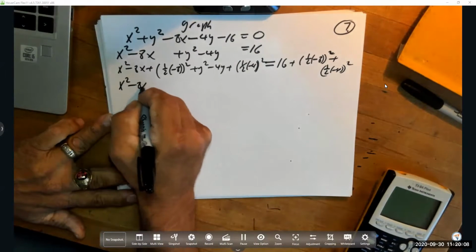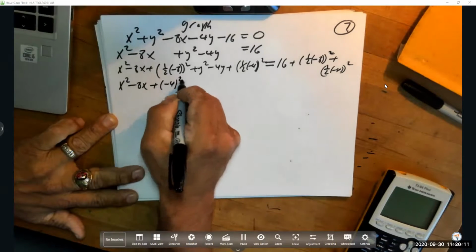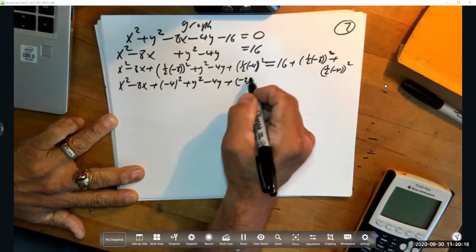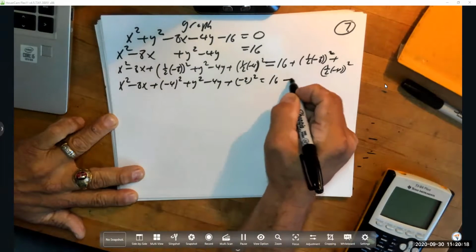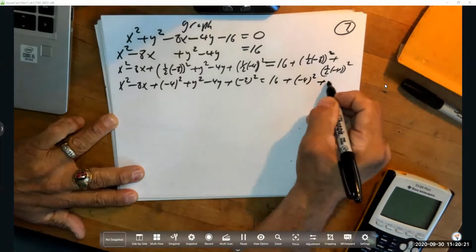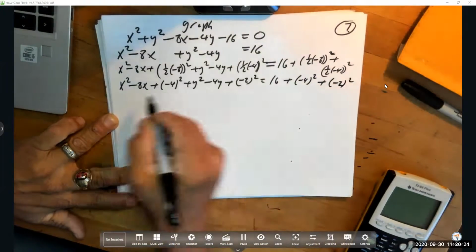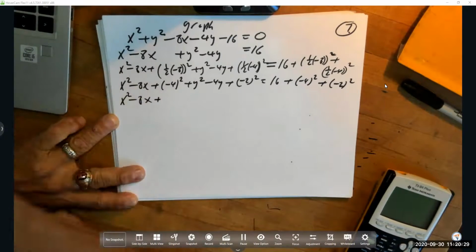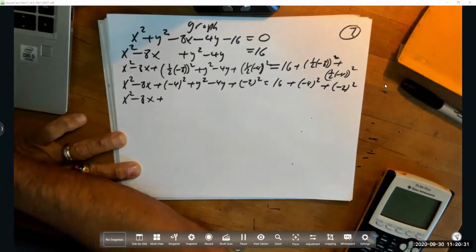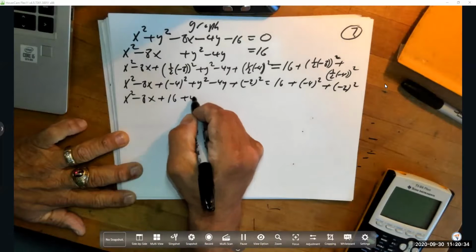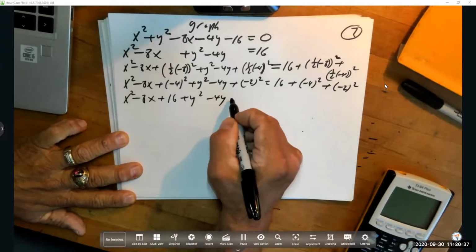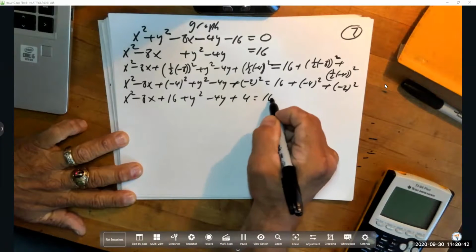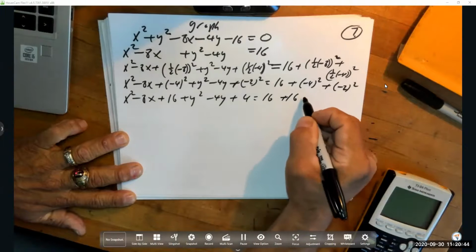x squared minus 8x plus negative 4 squared, plus y squared minus 4y plus negative 2 squared, equals 16 plus negative 4 squared plus negative 2 squared. All right, so now, negative 4 times negative 4, what is that number? 16. And negative 2 times negative 2, what is that number? 4. So 16 plus 16 plus 4.